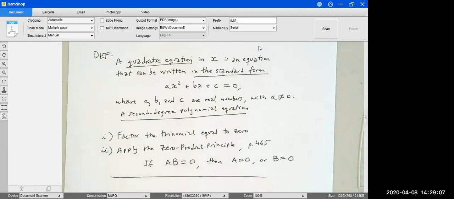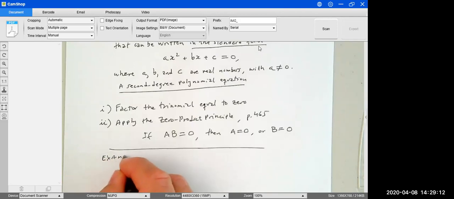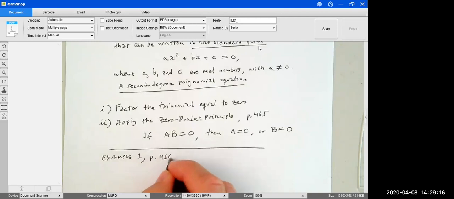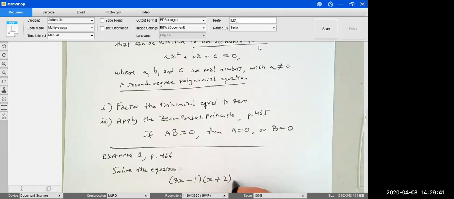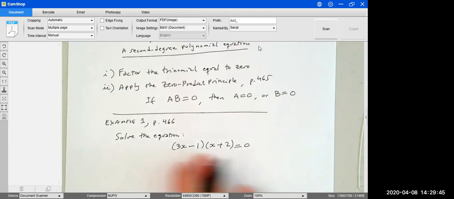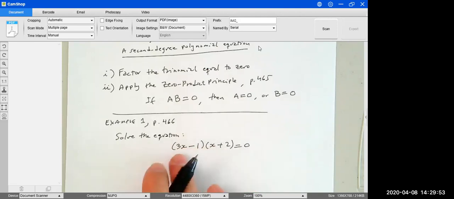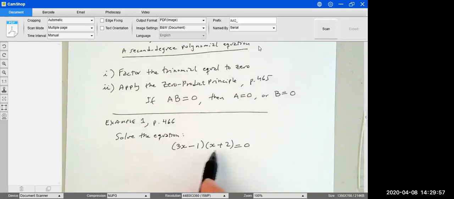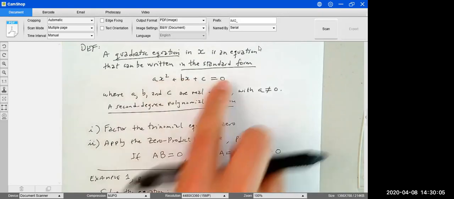We're going to start with example 1 on page 466, and we're going to solve an equation. Solve the equation, and the equation is already in factor form, so it's going to be 3x minus 1 that multiplies x plus 2, and this is equal to 0. So that's my equation. The equation is already in factor form, so this is a quadratic equation because we have two factors and every factor contains x to the first power. So that's the reason this is a quadratic equation. This quadratic equation is not written in the standard form. Remember, the standard form is this one.